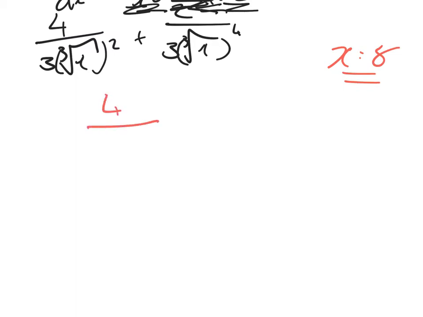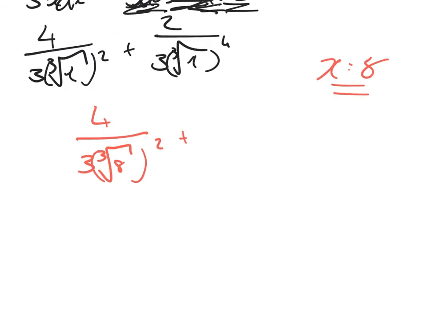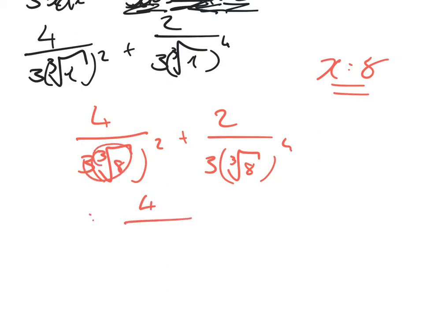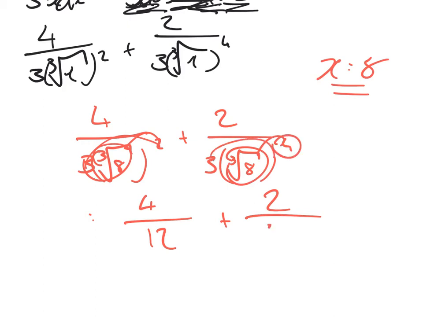So it's going to be 4 over 3 lots of the cube root of 8 all squared plus 2 over 3 lots of the cube root of 8 brought to the power 4. So that's 4 over, well, the cube root of 8 is 2. 2 squared is 4. 4 times 3 is 12. Plus 2 over, cube root of 8 is 2. 2 brought to the power 4 is 16. 16 times 3 is 48.